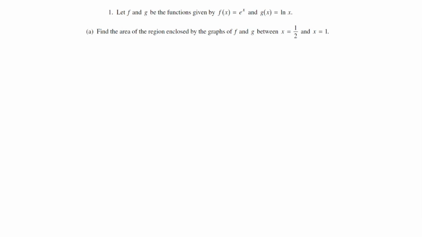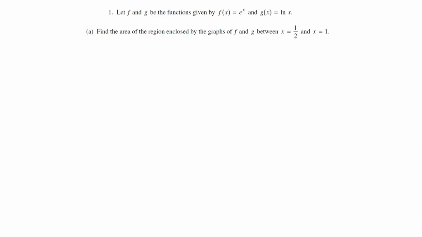All right, this is question number 1 from the 2002 AP Calculus AB exam. It's an area and volume FRQ, where we're given 2 functions, f, which is e to the x, and g, which is ln of x. And we want to find the area of the region enclosed by the graphs between 1/2 and 1.